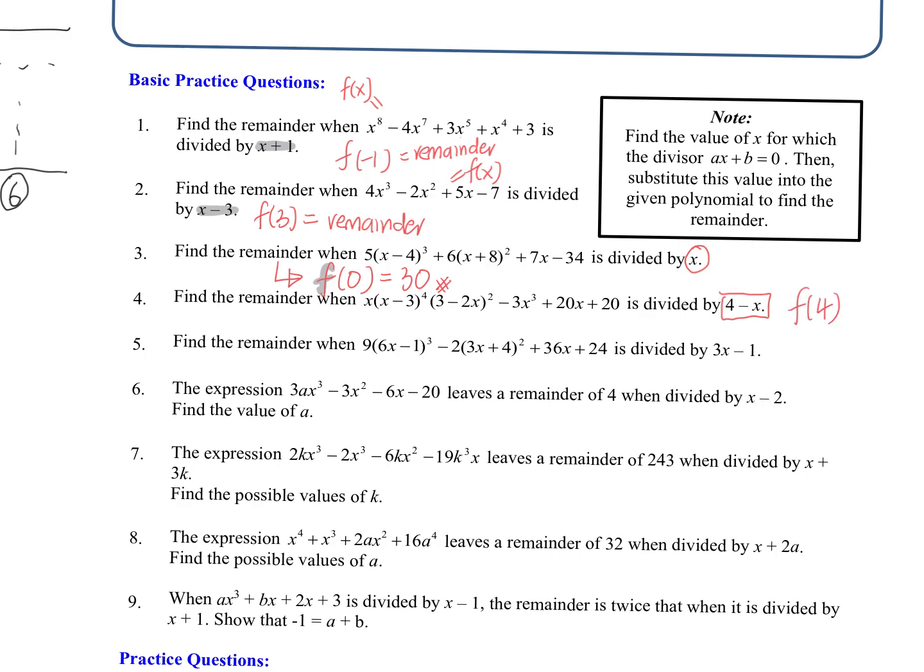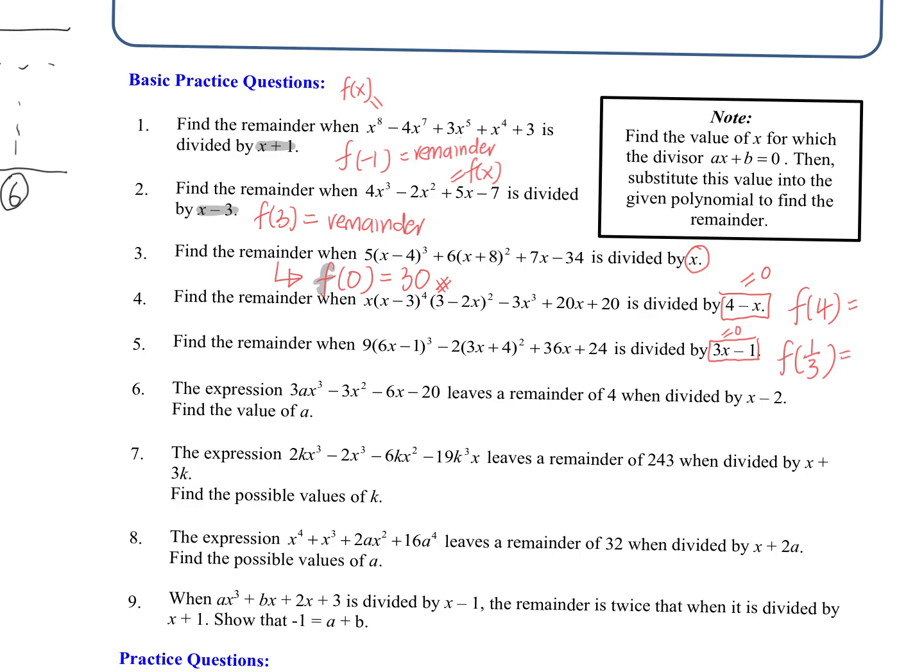Okay, what about this one? No, you set this to be equals to 0. It's still x equals to 4. Yeah. Okay, what about question 5? What should you sub in? 1/3. So just always make the divisor equals to 0 and sub in the x value.